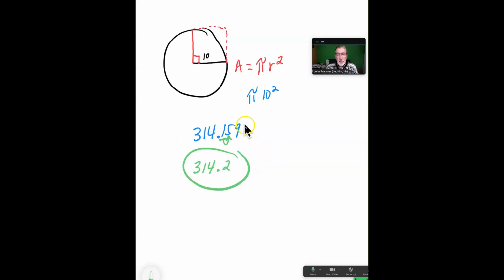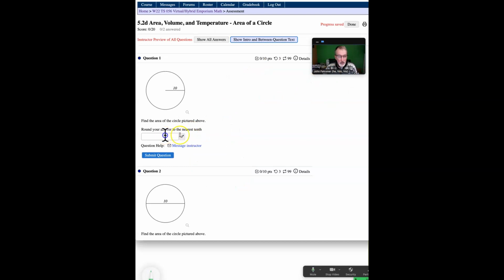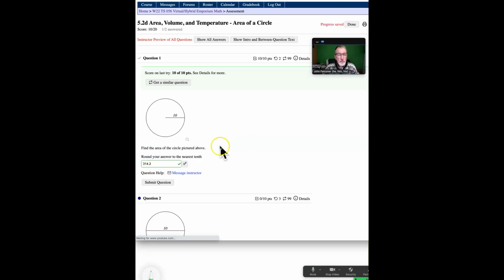Okay, so our preliminary answer, and then we have this rounding step. So when we're at WAMAP, we're going to watch for those steps to get put in. Let's try and put this one in. So 314.2. See how we did. Awesome. Okay, so that one was correct.